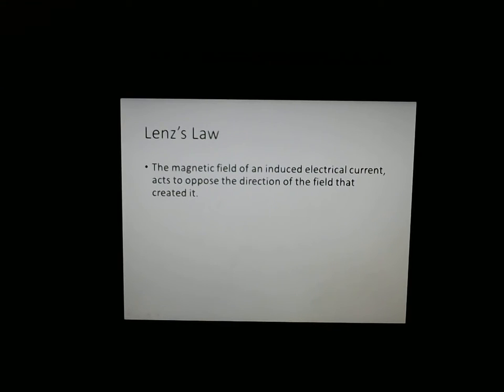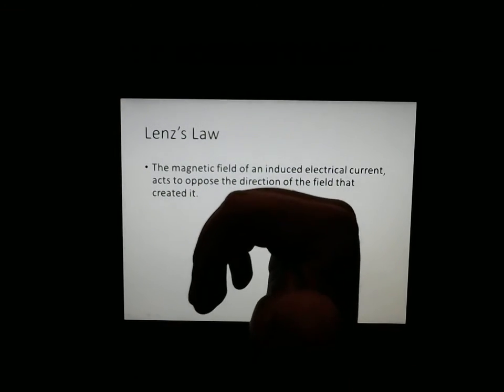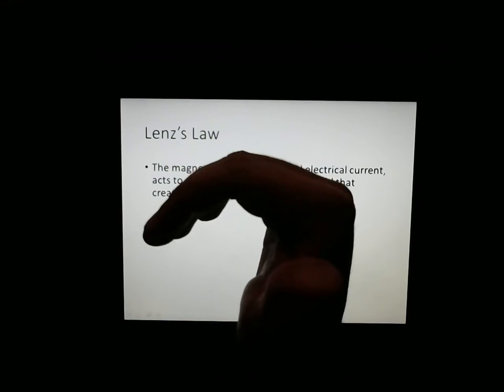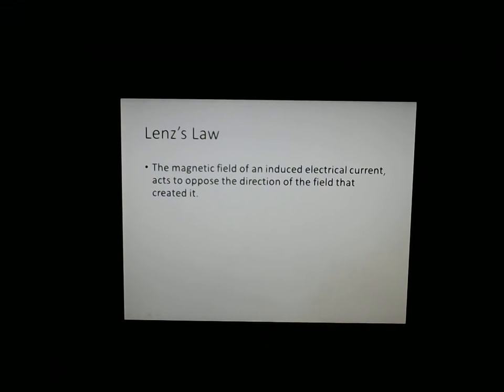To put it really simply, if you move a north pole to a solenoid, you get a north pole appearing, pushing back against it. If you move your north pole away from a solenoid, you get a south pole trying to pull you back. Because we know about the direction of magnetic poles and solenoids, then we can use our right-hand rule. So remember our right-hand curl rule. If my thumb is the direction of the field, we can use this to work out the direction of the current around the solenoid.